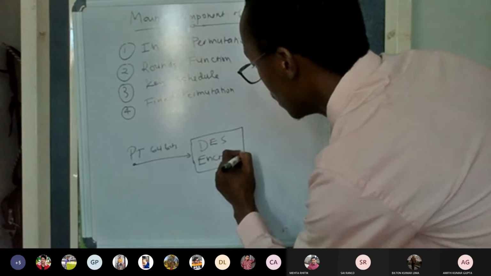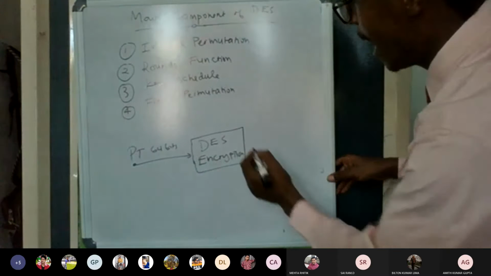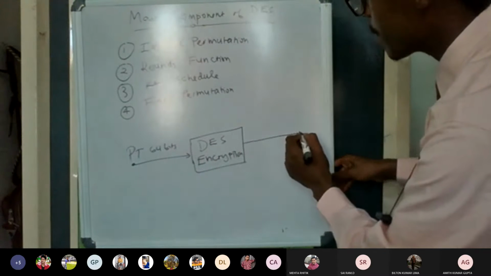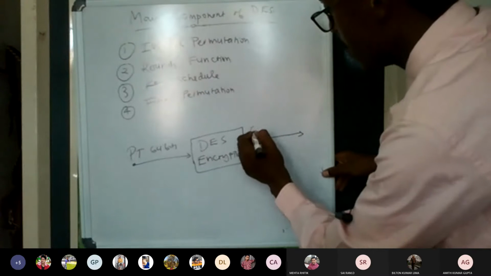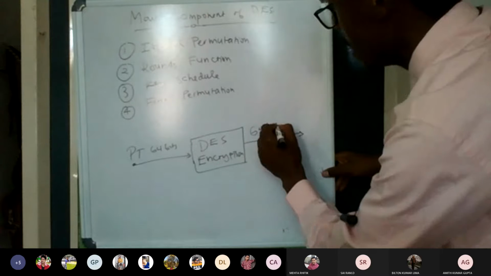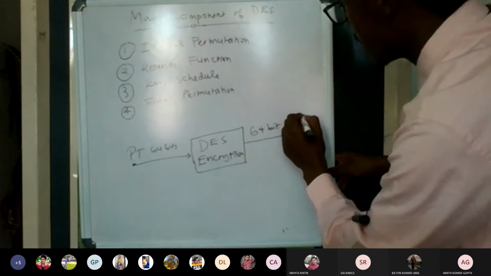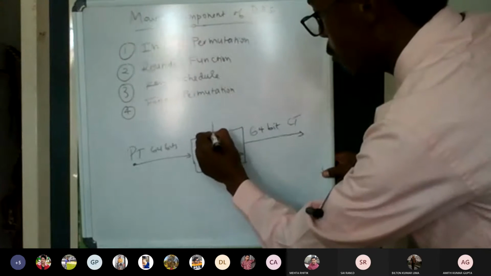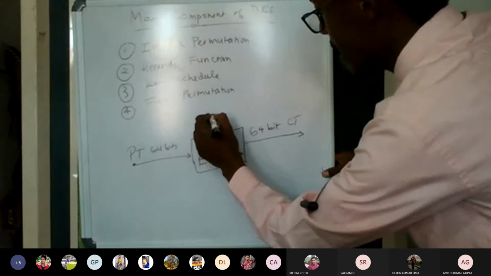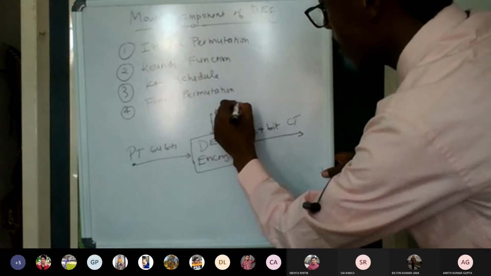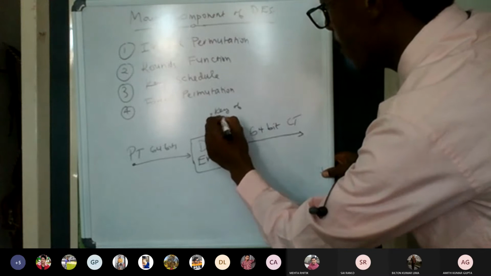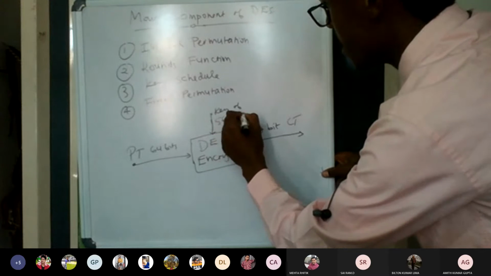Encryption. Okay, this is encryption. And when we encrypt this one, it has to give us a 64-bit ciphertext. And we have to use the key here. This is a key of what? A key of 56 bits.